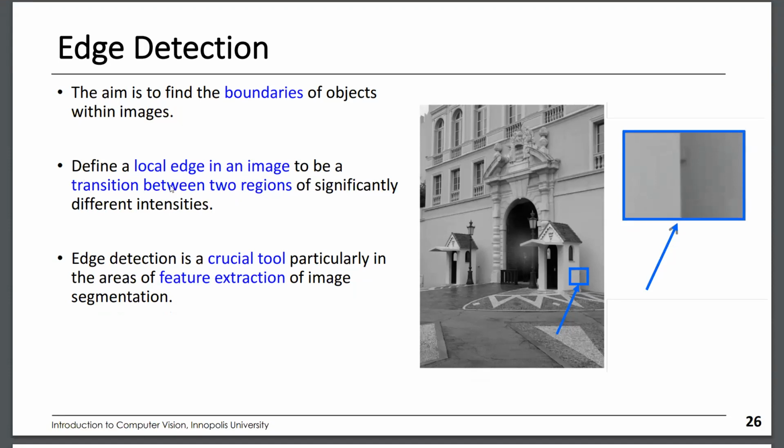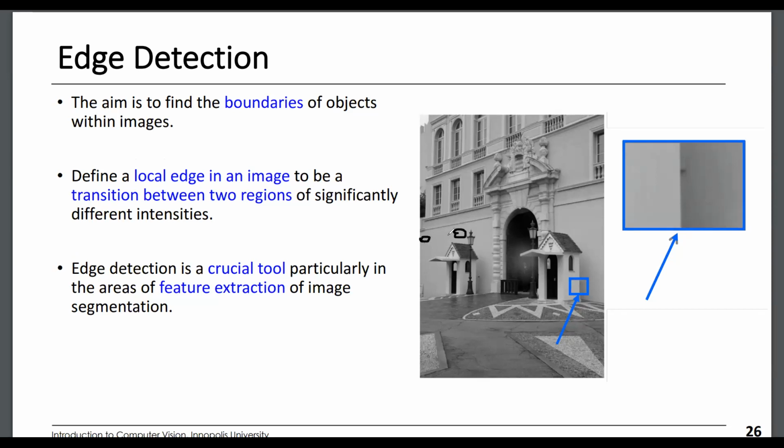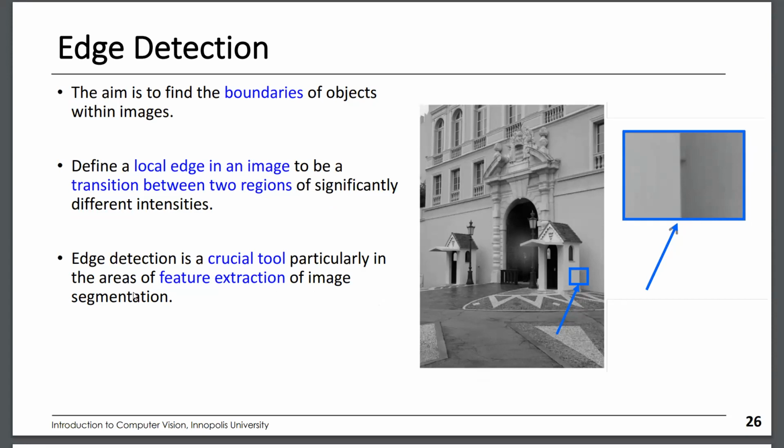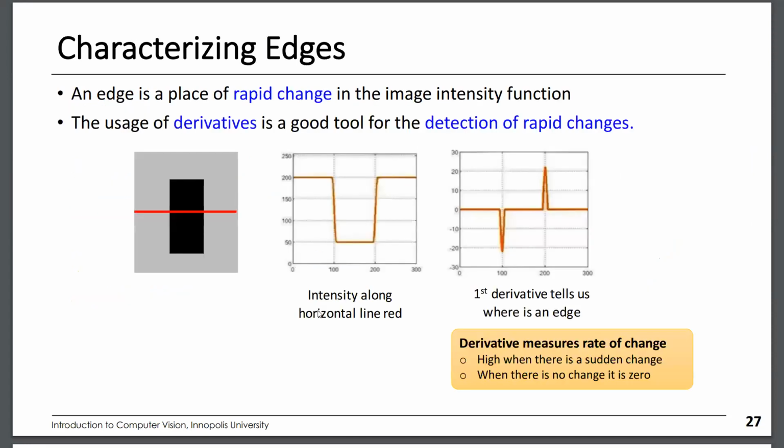So we define a local edge in an image to be a transition between 2 regions of significantly different intensities. Of course, even in here and here, there is a change in the intensities, but it's not significantly different, right? So edge detection is a very crucial tool, particularly in the areas of feature extraction from images and for image segmentation.